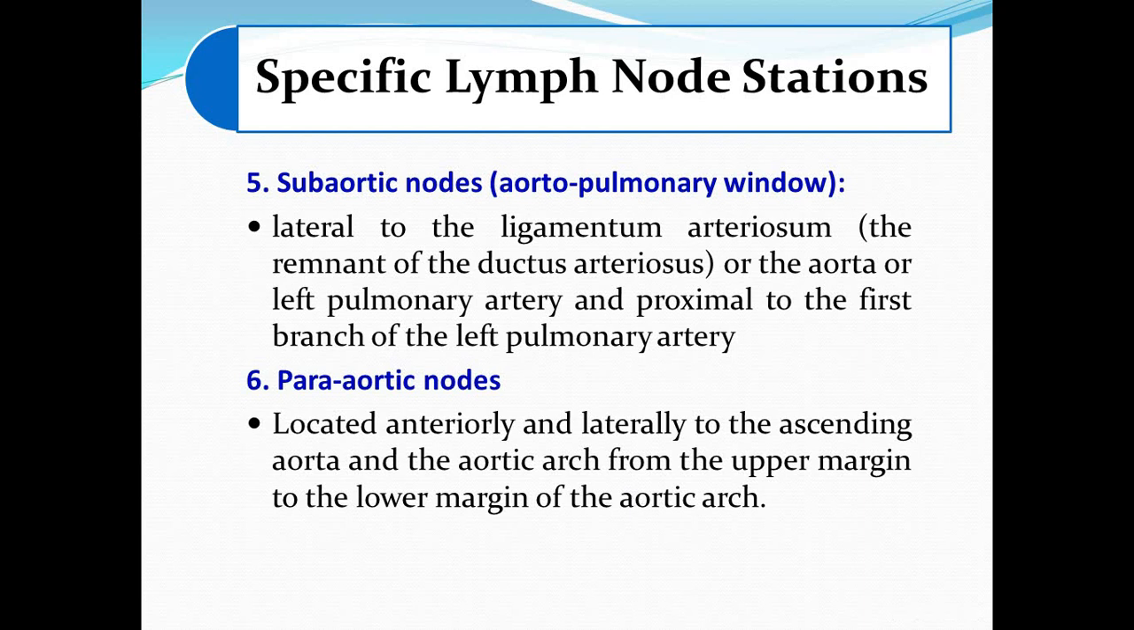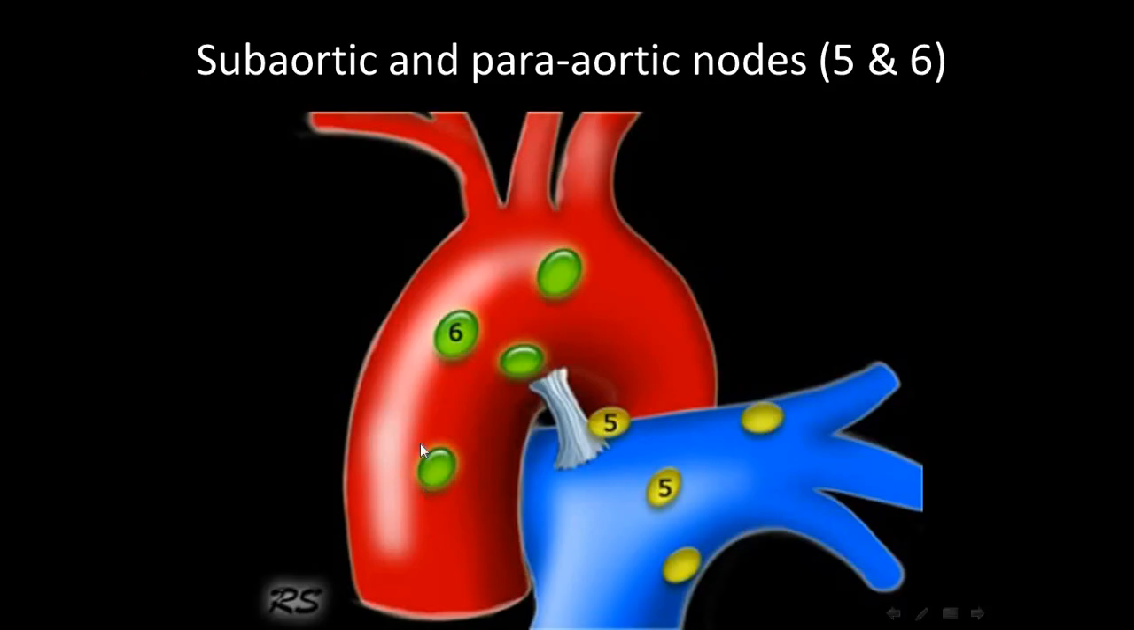The sixth station is the para-aortic lymph nodes. These are anterior and lateral to the ascending aorta and the aortic arch, from the upper margin to the lower margin of the aortic arch. So these are anterior and lateral to the ascending aorta. This is the ascending aorta. Anterior to lateral to it, between the upper and lower margin of the aortic arch, are the sixth station or the para-aortic lymph nodes.